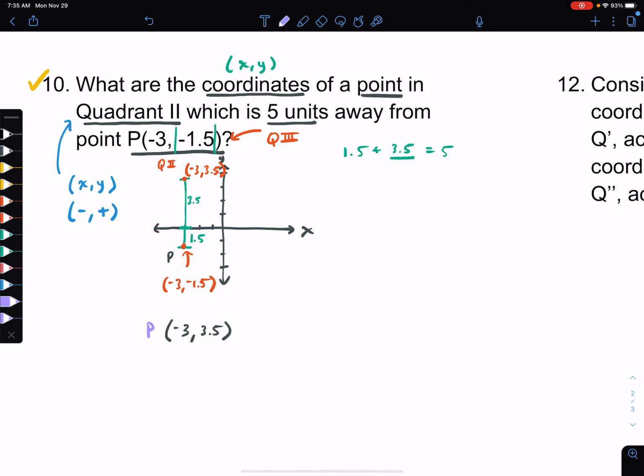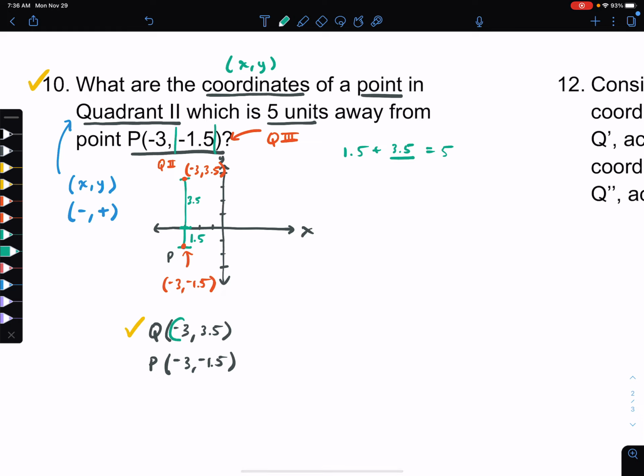I'll call this my P prime, I guess. Or no, I shouldn't call that P prime. Let's just call this a new point. We'll call this Q. So our original point was P, right? So P, they told us, was -3, -1.5. And we were trying to find a point Q, which we found right here, that was in quadrant 2. And I think that makes sense because that's negative and positive. That is in quadrant 2. And they have to be 5 units away.